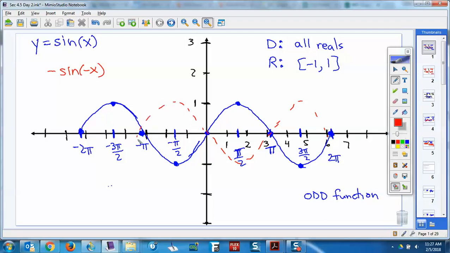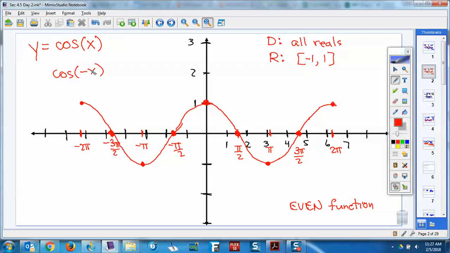But notice if you flip this, if you took the blue and flipped it horizontally, that's the same as flipping it vertically, right? If you take the blue here and flip this horizontally, it's going to land on top of the red one, which we got by flipping vertically, right? So a vertical or horizontal flip is essentially the same thing when it comes to sine. That's because that's a property of an odd function, okay? All right.